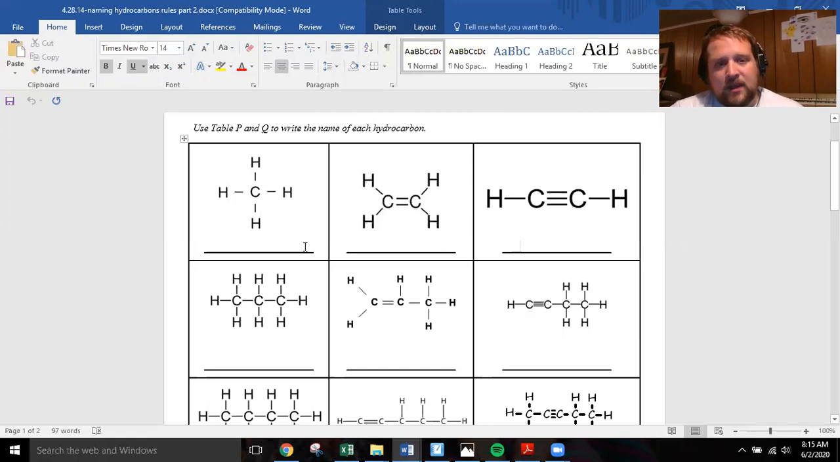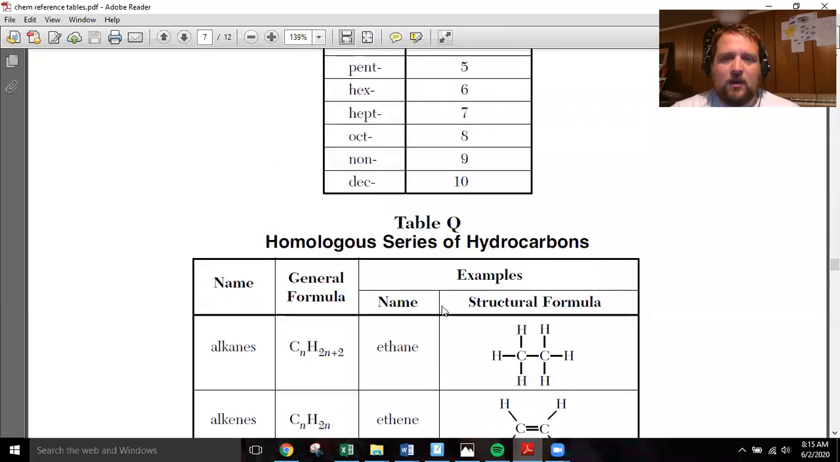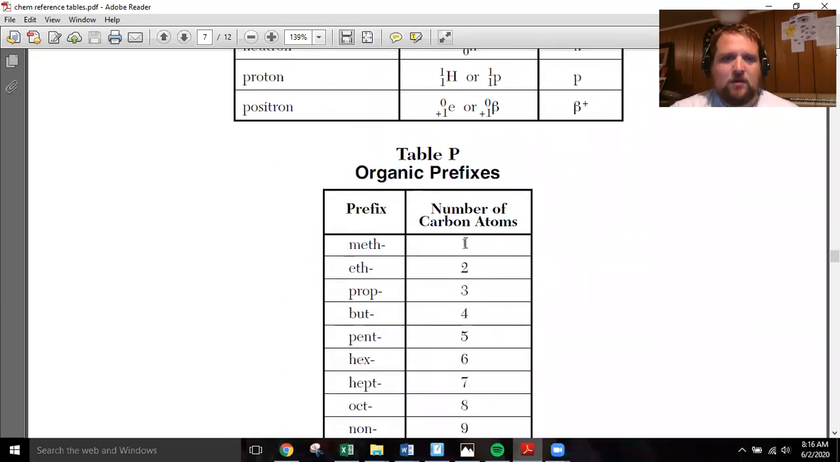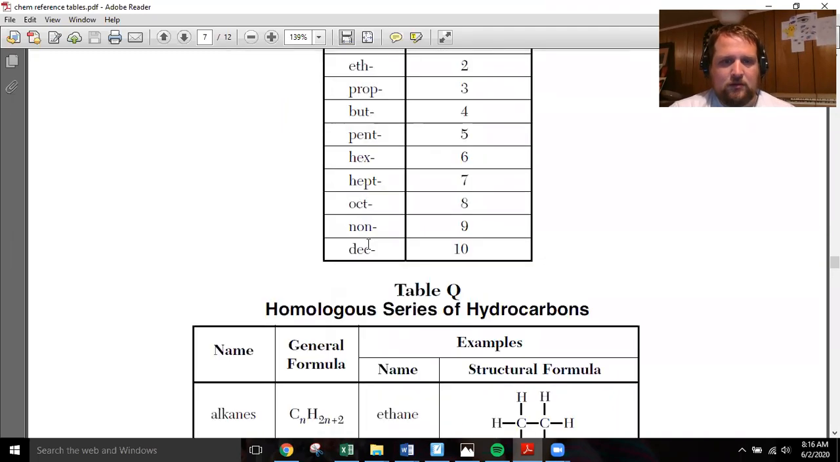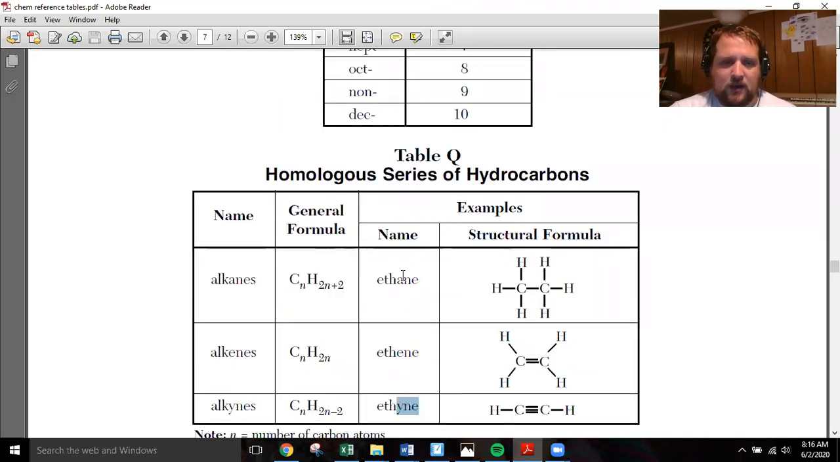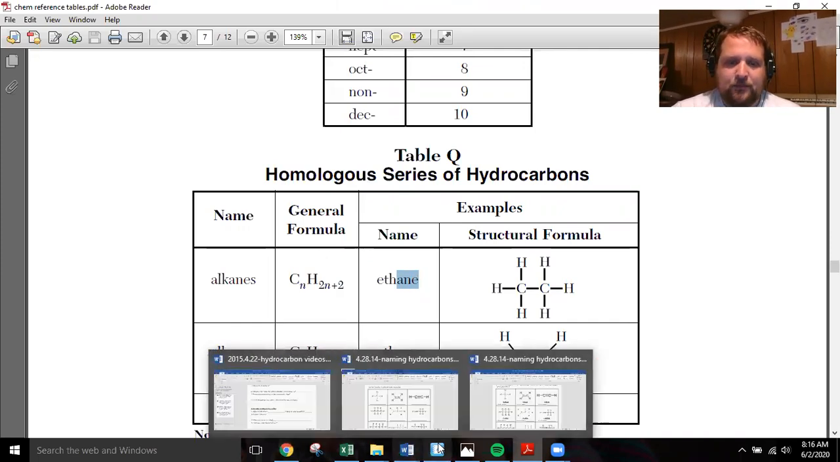So to do this part of the assignment, all you have to do is use reference table P and Q to write the names. So let's do this first one together. I see only 1 carbon. And it's all just single bonds. I don't see a double or a triple bond anywhere. So I would go here and I'd be like, okay, 1 carbon, it's going to start meth. And then single bonds, it's going to end ane. So let me put it together: methane. Methane, I know that. I've heard of that before.